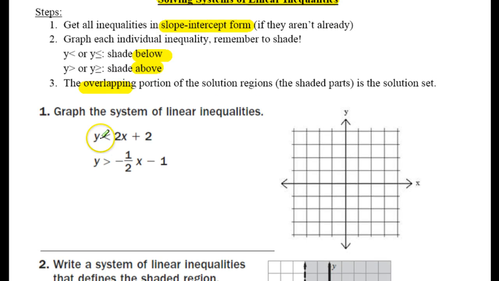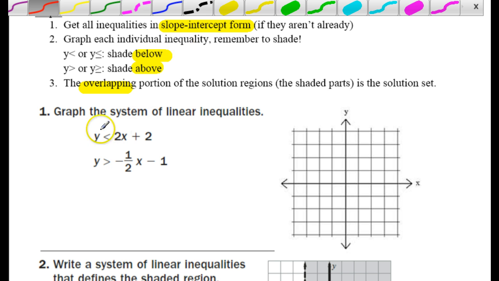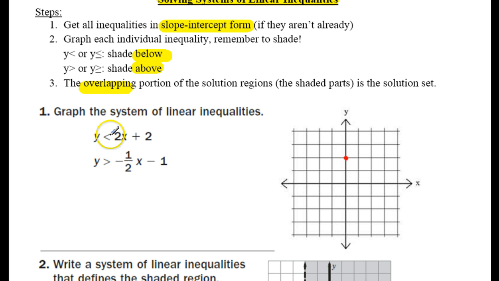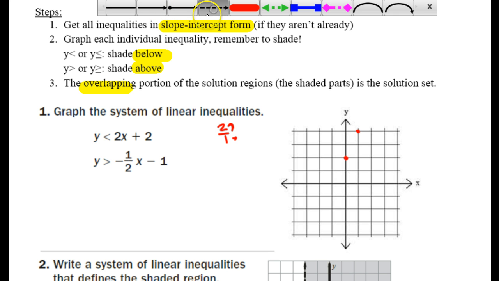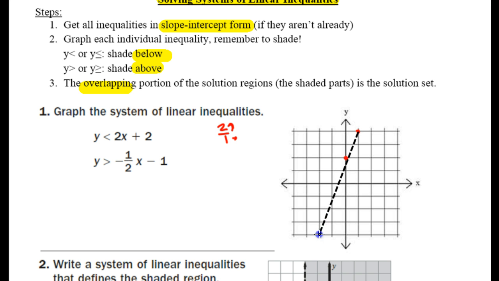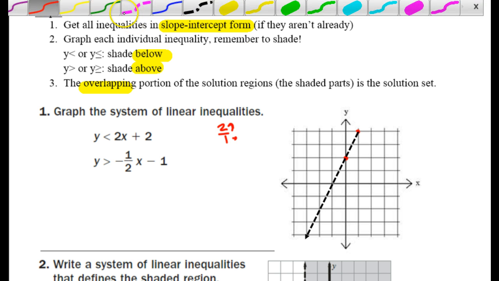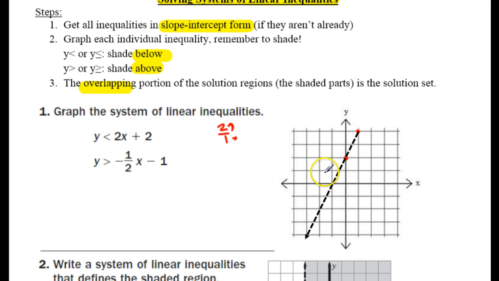Okay, so let's take a look at an example here. Number 1 says graph the system of linear inequalities. These are already both in slope-intercept form. So y is less than 2x plus 2. We start off with our y-intercept, which is positive 2. Our slope is 2, which is 2 over 1, so I'm going to go up 2, right 1. That is going to be the first inequality. Because it is less than, remember we use a dashed line there. For the shading, because it was y is less than, I'm going to shade below the line. So that's the first inequality.